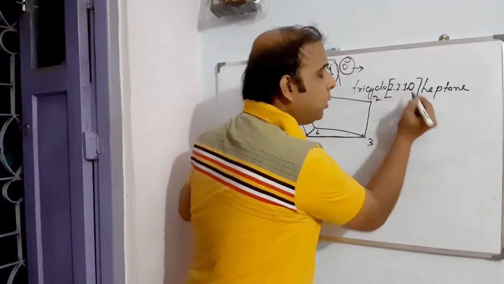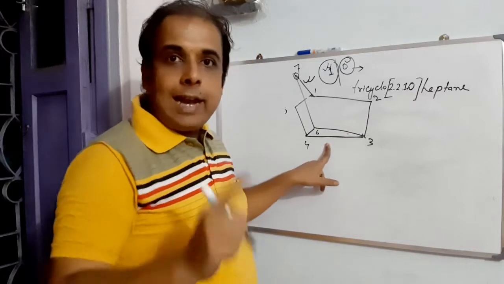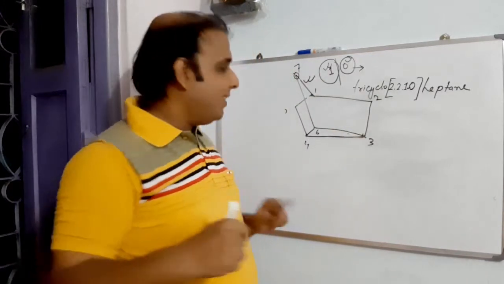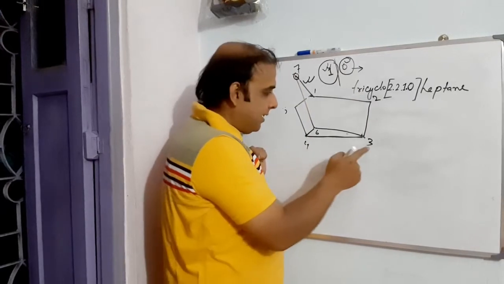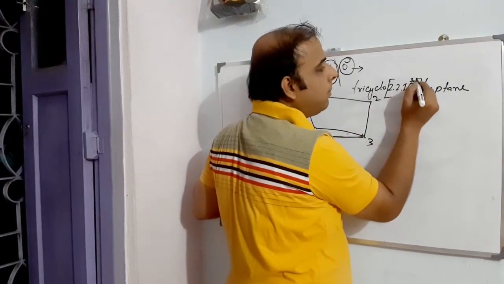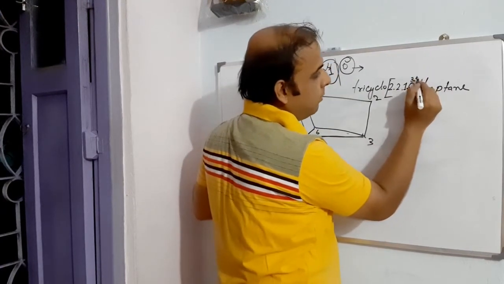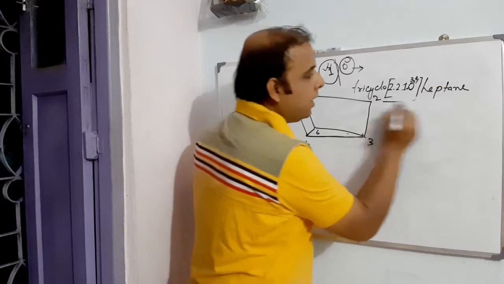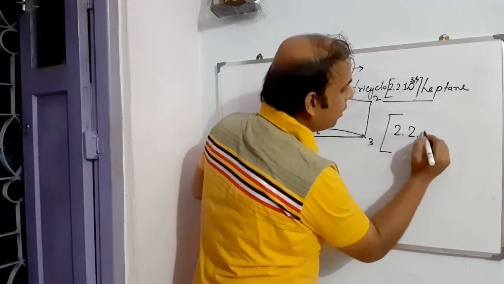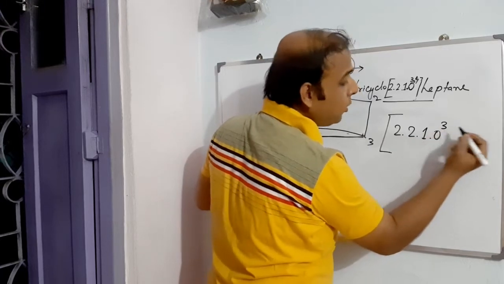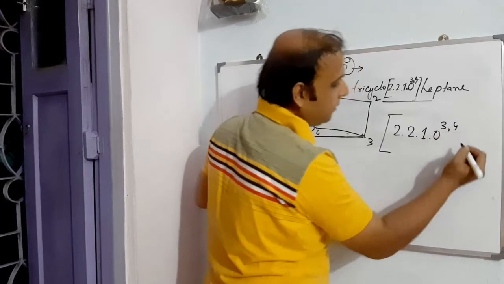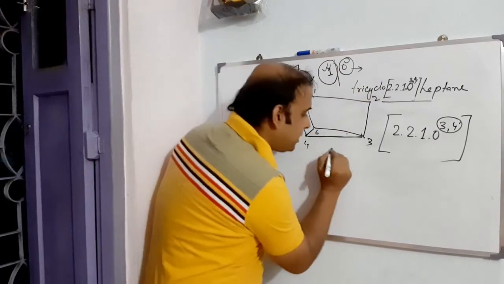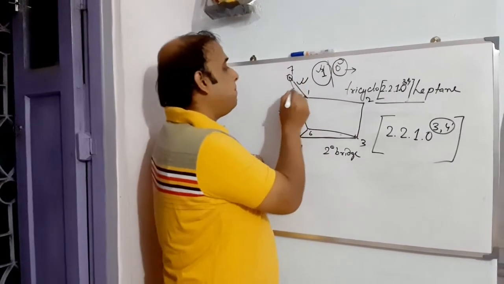Now, we have just put the number of components that the secondary bridge is made up of. The next thing is, on top of it, we need to put the exact location with respect to the whole system, the whole numbering. Where exactly is it located? Third and fourth position. So on top of it, you have to put 3, 4. Let me zoom in. So it goes something like 2.2.1.0, raised to the power 3, 4. It indicates the location of the secondary bridge. So this is the secondary bridge, and this is the primary bridge.